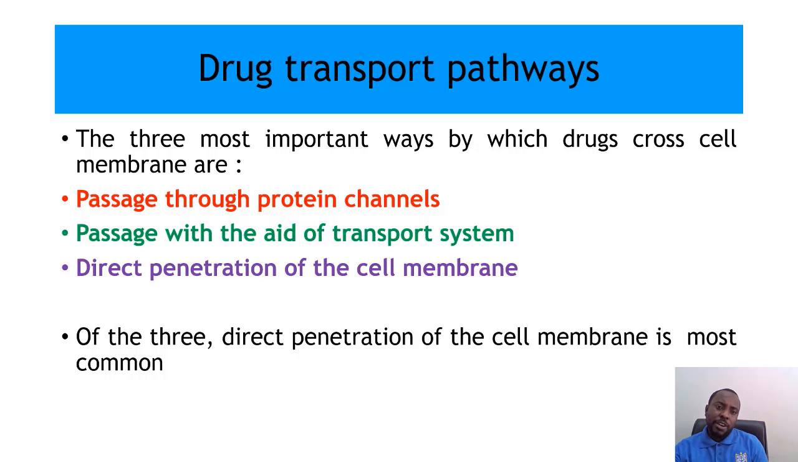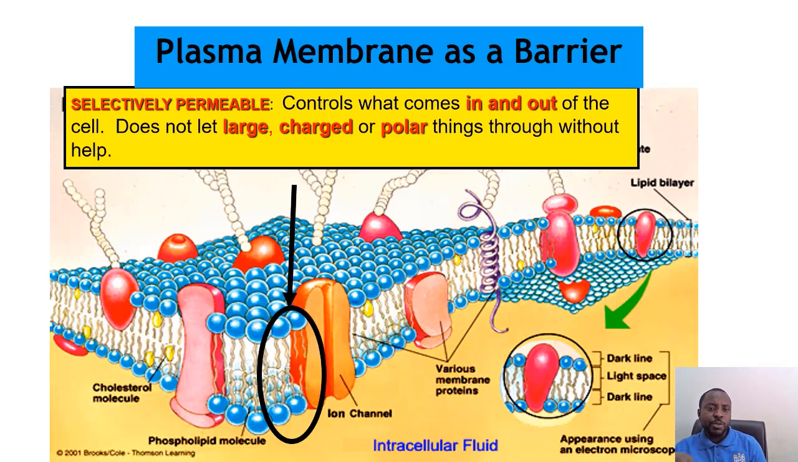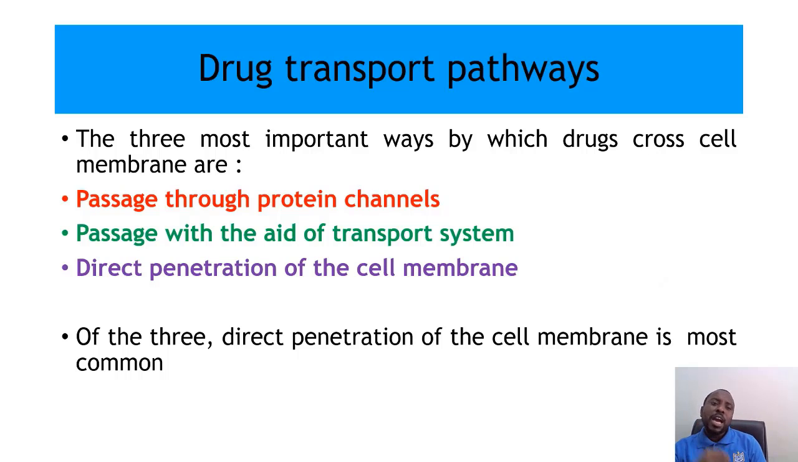Let's go back to the diagram of the cell membrane. When you look at the diagram of the cell membrane, you can see there are certain things embedded in it. Those are proteins. Some serve as channels, some serve as receptors, and some serve many other functions. So over here, we are saying that there are three most important ways in which drugs cross the cell membrane. One is that they can go through protein channels. So we have protein channels, and they are pathways.